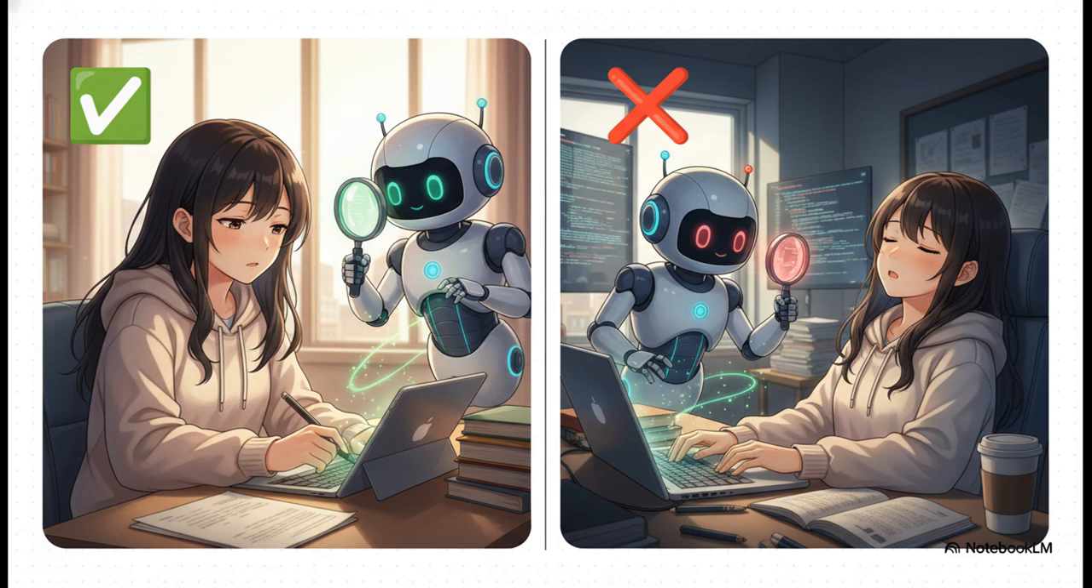On one side, using AI to improve your style, sharpen your arguments, or check your grammar, that's smart. But on the other side, having the AI write the paper for you or uncritically accepting its paraphrasing, that crosses the line into academic misconduct. The goal is always to improve your own work, not to replace your own thinking.